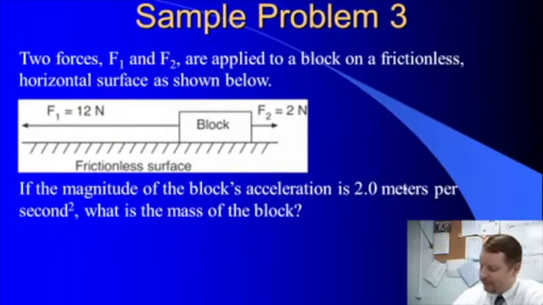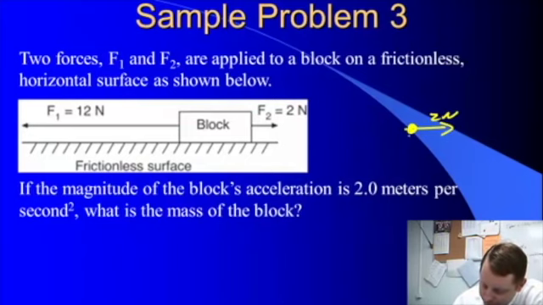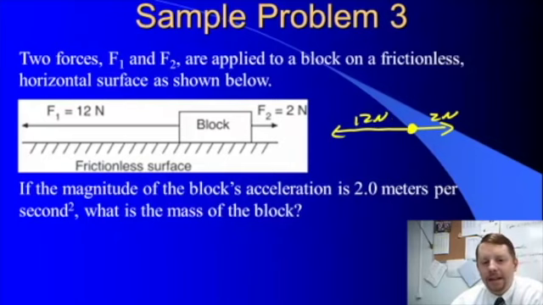Let's try another one. Two forces, F1 and F2, are applied to a block on a frictionless horizontal surface as shown below. If the magnitude of the block's acceleration is 2 meters per second squared, find the mass of the block. Well, let's start with our free body diagram. We have 2 newtons to the right, and we have 12 newtons to the left. Now I'm going to pull out a little trick, and realizing that we have the larger force to the left, why don't we call to the left the positive x direction?